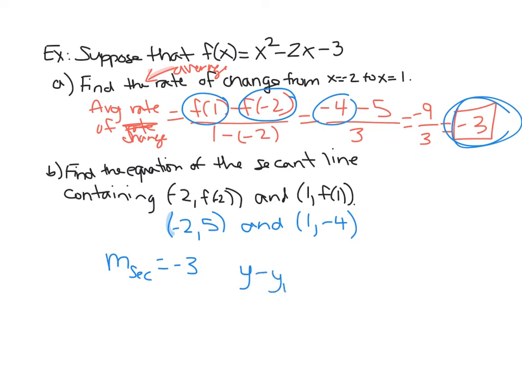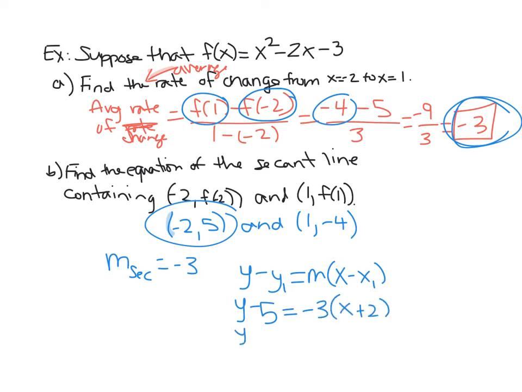So point slope, we have y minus y1 equals m times x minus x1. So I'll use this first point. You can use the second if you want to. I get y minus 5 is equal to negative 3 times x plus 2. That gives me y minus 5 is equal to negative 3x minus 6, or y equals negative 3x minus 1.